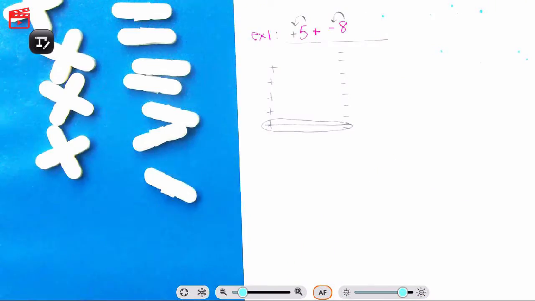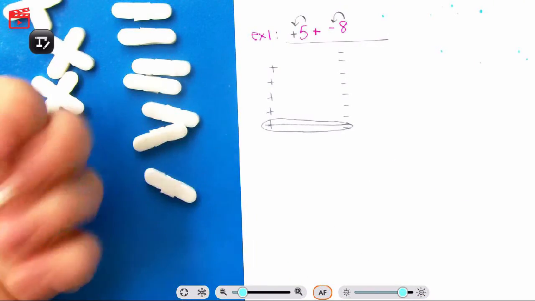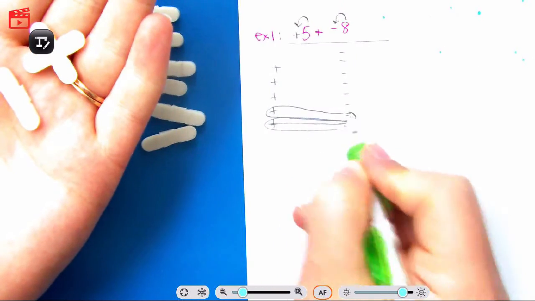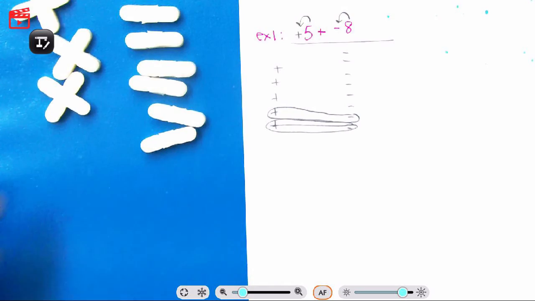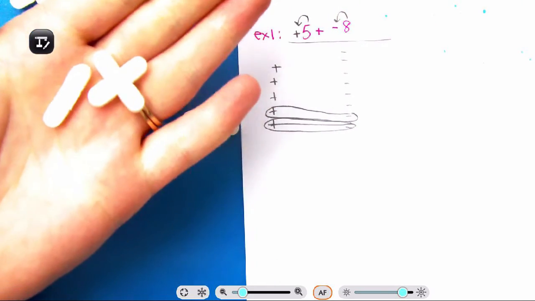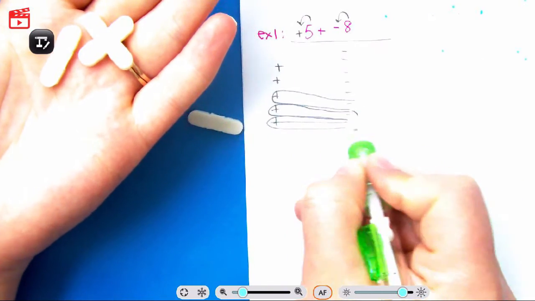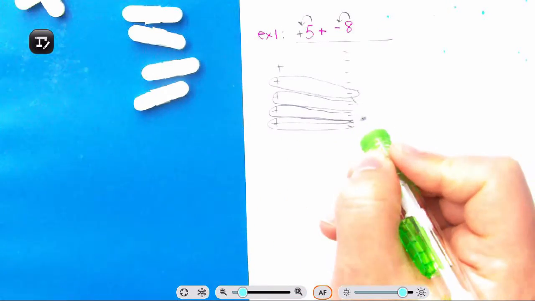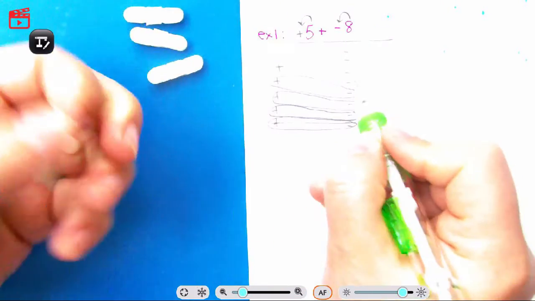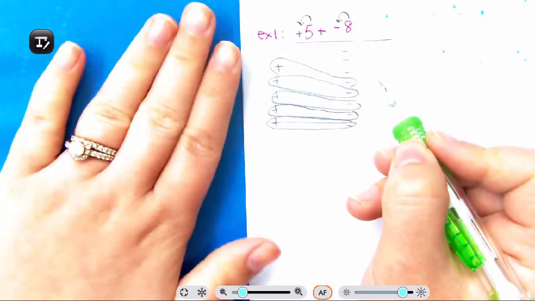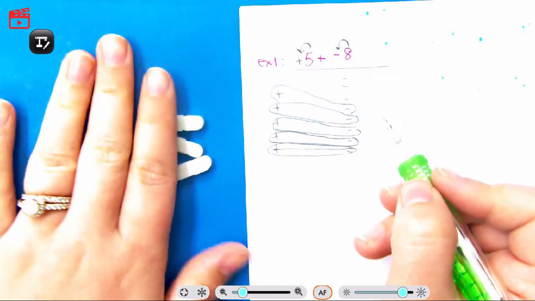So here's 1, 0, 1, 0. Pick up a positive, pick up a negative, another 0, circle 1 positive, 1 negative. That's another 0. 1 positive, 1 negative, 0. Again, 1 positive, 1 negative, 0. One more, 0. Wait, we don't have any more positives.